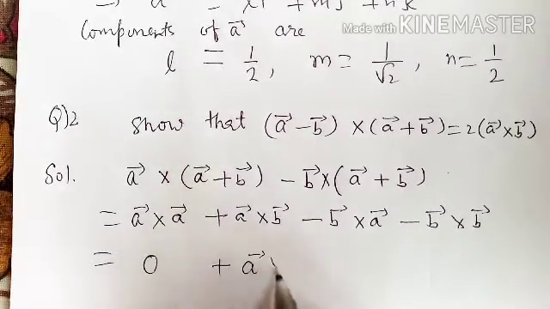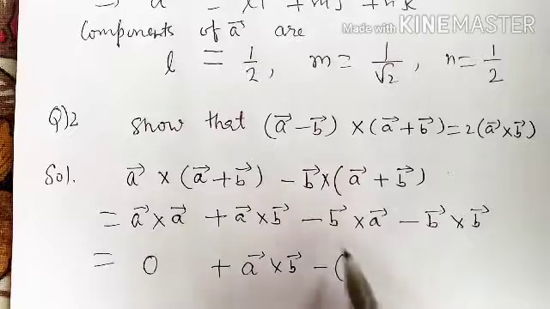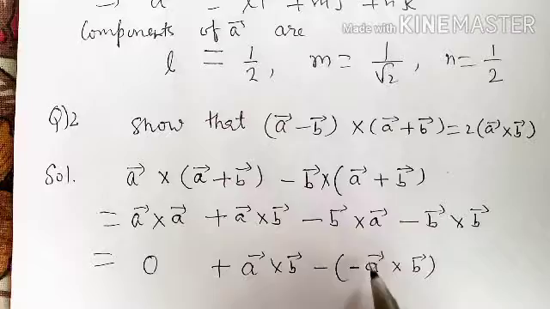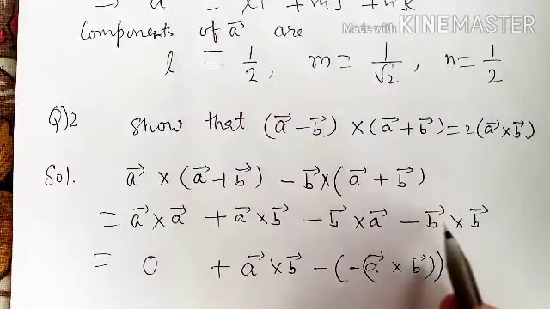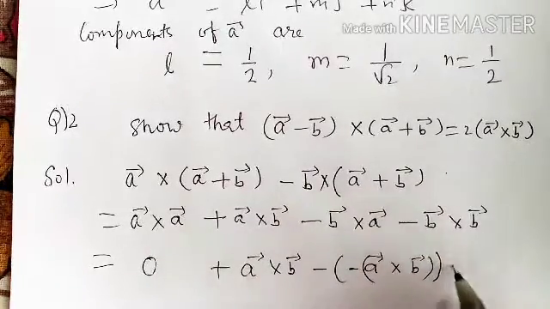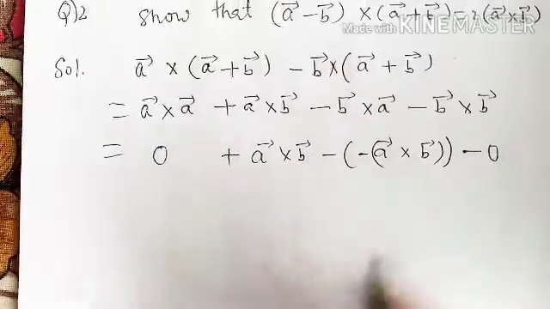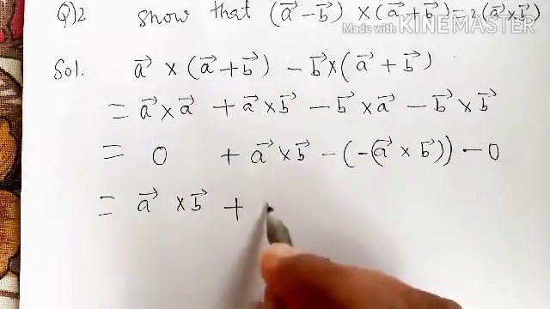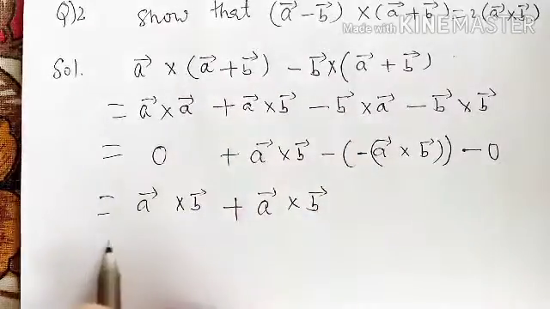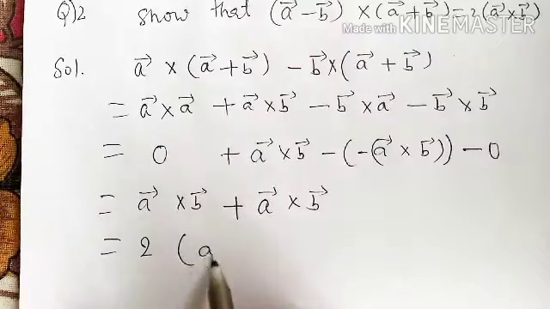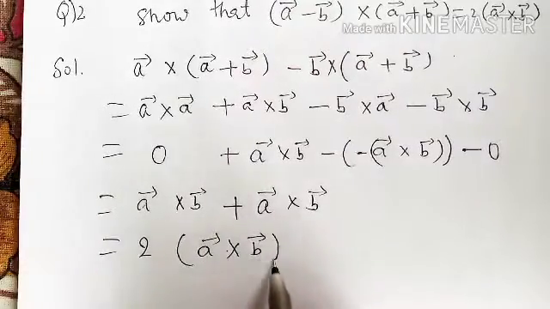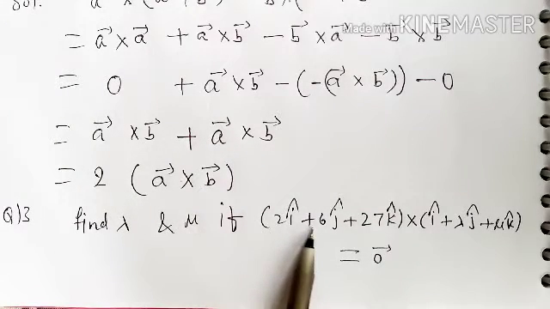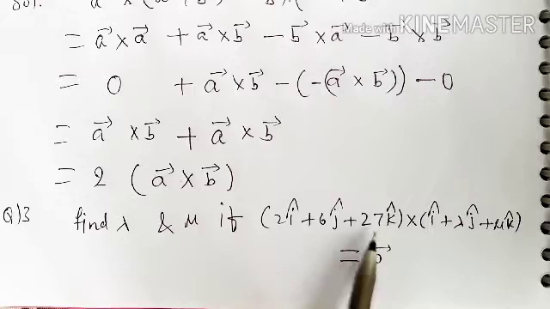This is vector A cross vector B, and we know that vector B cross vector A is minus vector A cross vector B. Here minus B cross B is 0. So we have vector A cross vector B plus, minus into minus plus, vector A cross vector B. Now after addition we have 2 vector A cross vector B. This is our RHS.